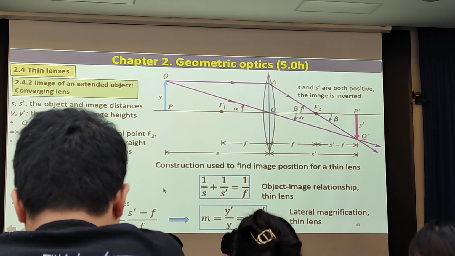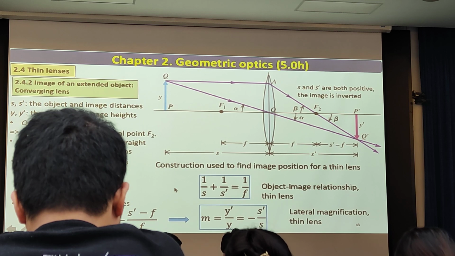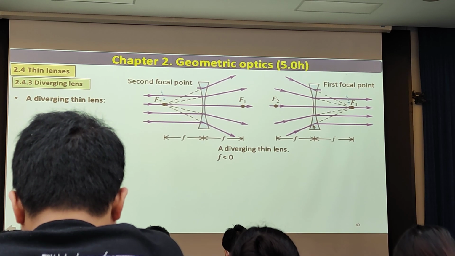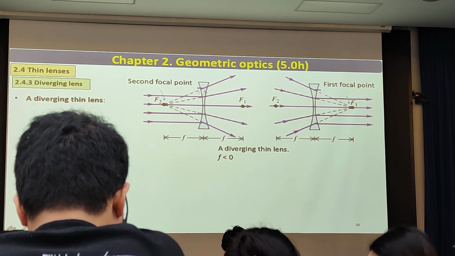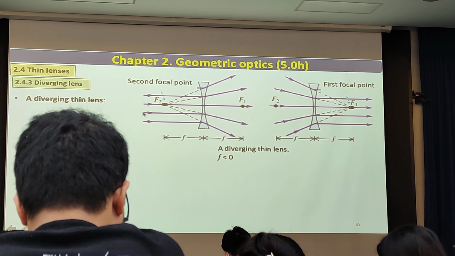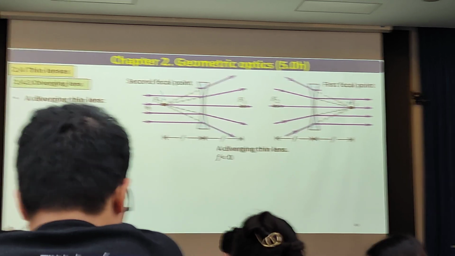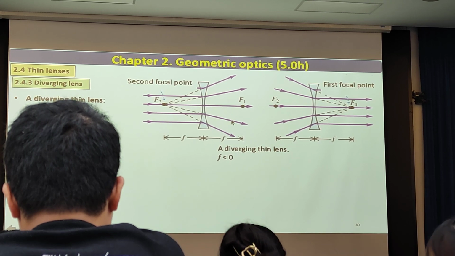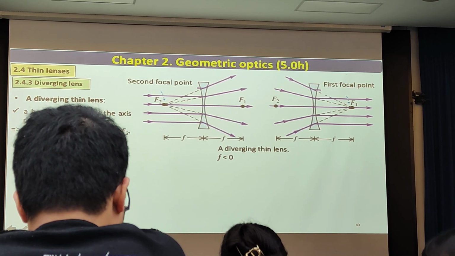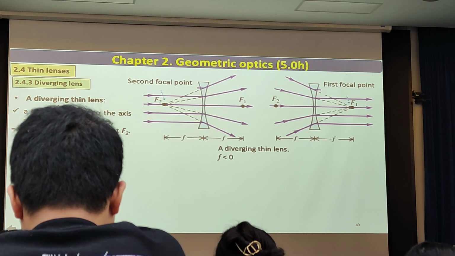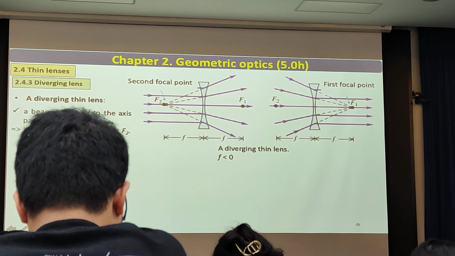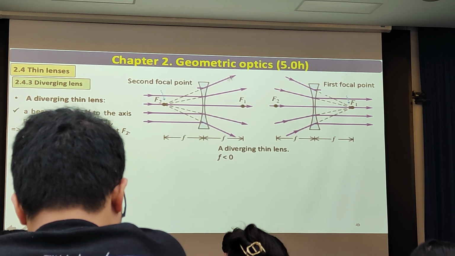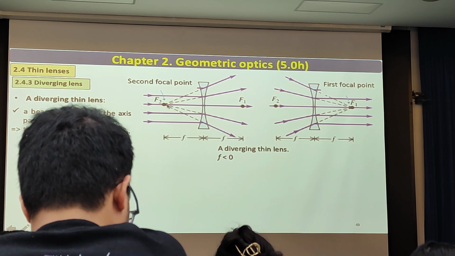Because this part we already knew, I will go faster. A diverging thin lens here, you see, has an edge thicker than the center. If you send parallel rays of light along the optic axis, we see the outgoing rays diverge. That's why we call it a diverging thin lens. The property of a diverging thin lens is that a beam of rays parallel to the axis passes through the lens and the rays diverge from the point F2.